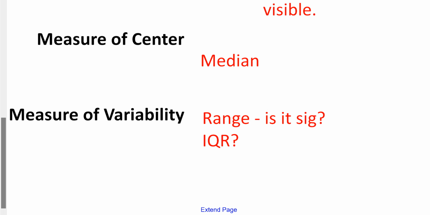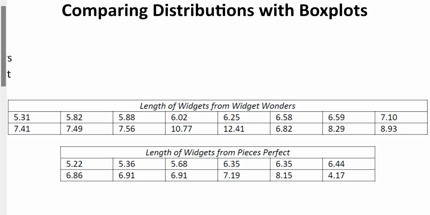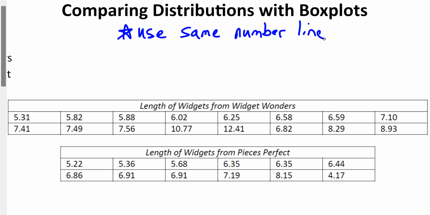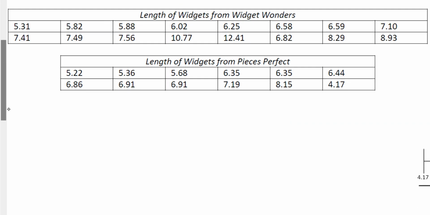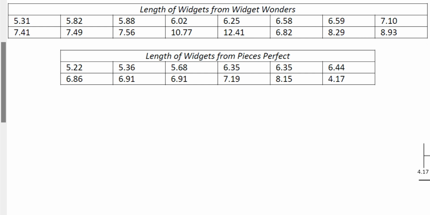So I want to give you this. We did this data already. We looked at this data from a previous example, and if you make box plots for these and you want to compare them, I'm just going to make one note. Use the same number line. If you don't use the same number line, it's not going to be easily comparable. You want it to match up kind of like back-to-back stem plots. So instead of having you do this, I'm going to show you what the comparison is.